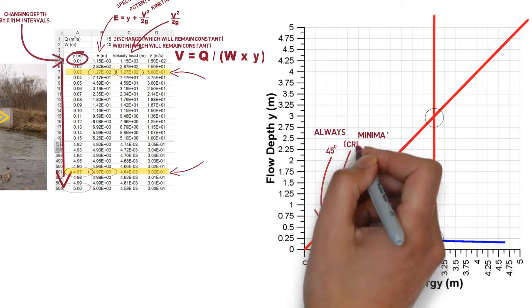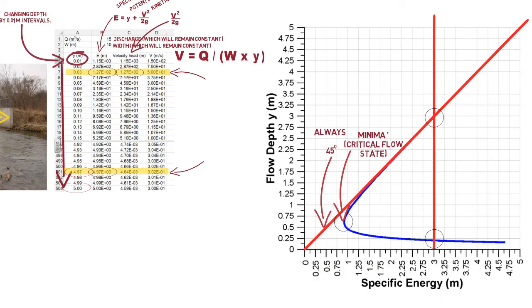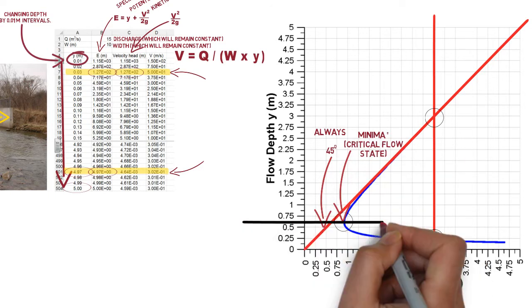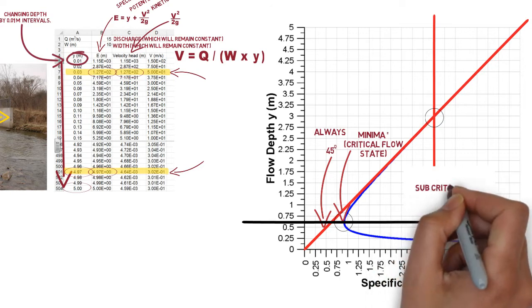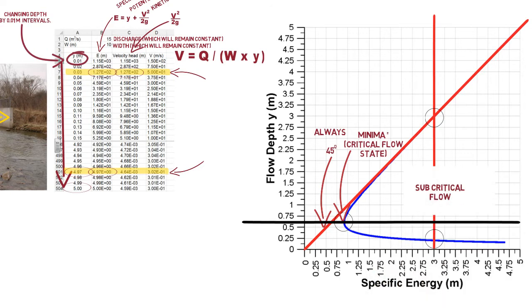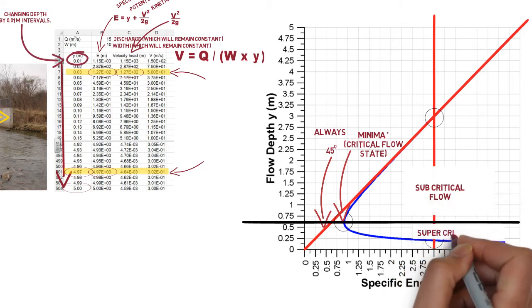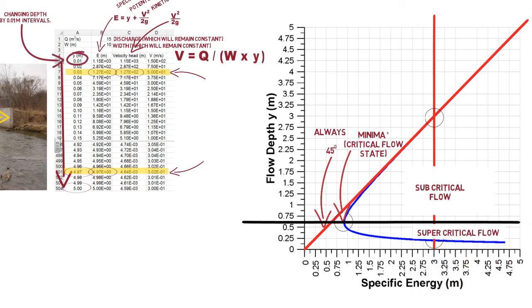The third thing to note is the minima. In this case, what's referred to as the critical flow state. This provides a divider between the upper and the lower arms of the parabola. The upper arm is identified as a subcritical flow regime, where the velocities are lower and depths are larger, and the lower limb is what's referred to as a supercritical flow regime, where the velocities are higher and depths are shallower.